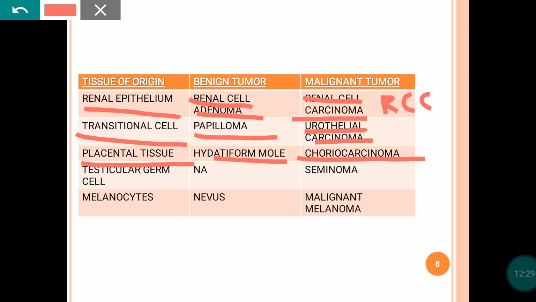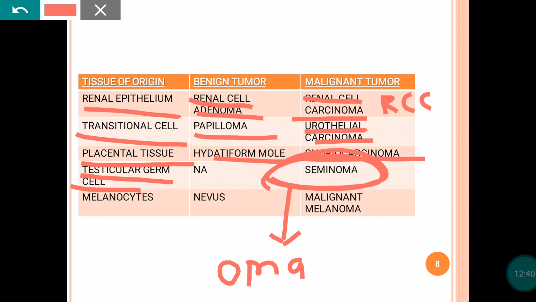If the tissue of origin is testicular germ cell, then the malignant tumor is known by the name seminoma. This is a very important exception. Here oma is added, even though it is a malignant tumor. Usually oma is added to the benign tumor, but here in the malignant tumor also oma is added. This is one of the most common exceptions.